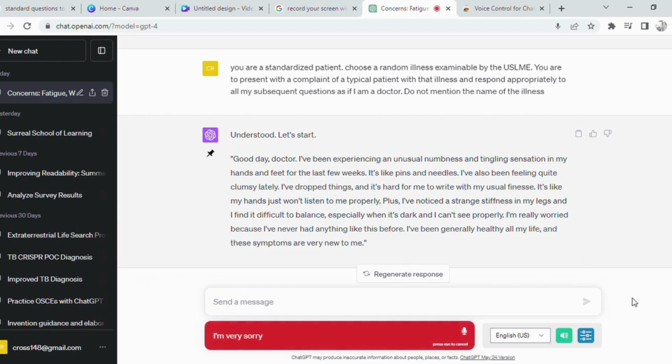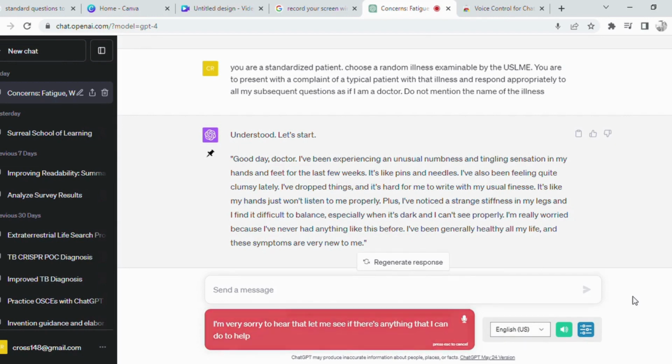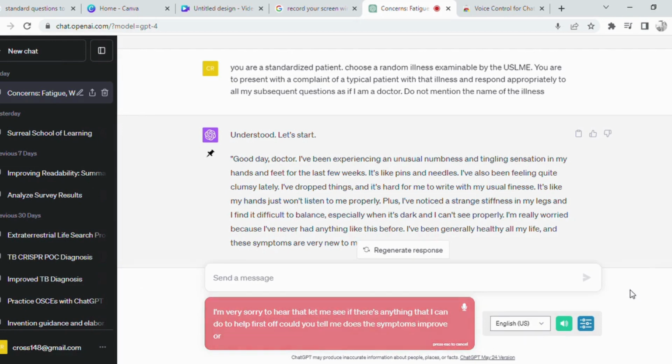I'm very sorry to hear that. Let me see if there's anything that I can do to help. First off, could you tell me, do these symptoms improve or get worse from any triggering activity?